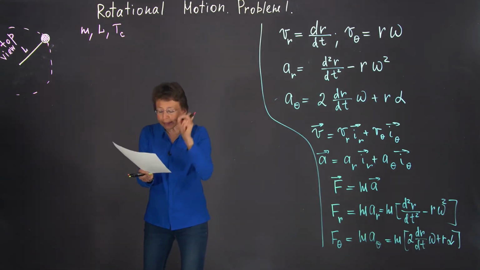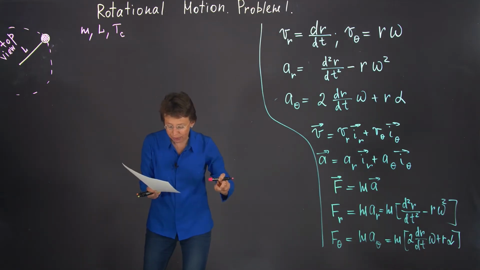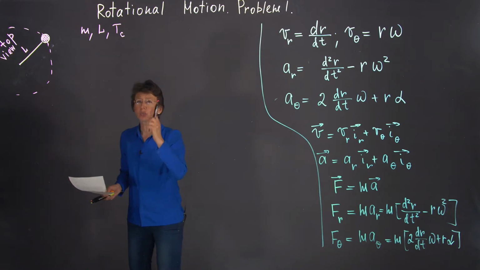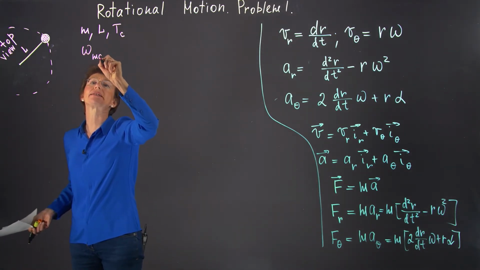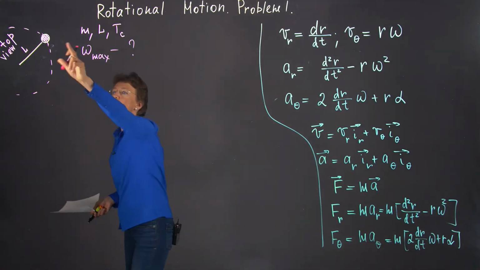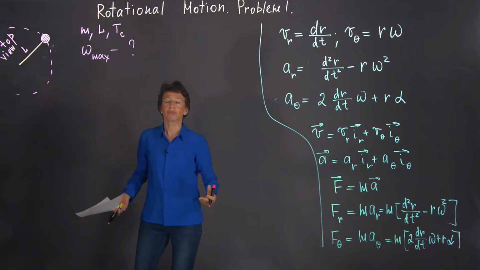What is the largest constant angular velocity the ball can have without breaking the string? So I'm spinning it, and what is the largest omega? Omega maximum. That's what I need to find right before this string breaks. So what will we do?